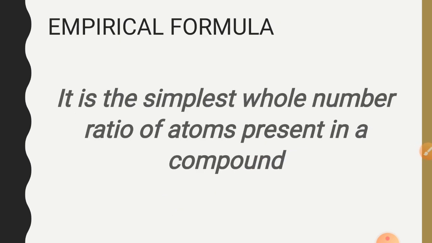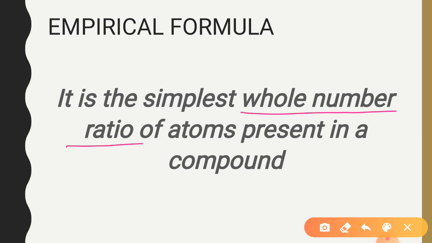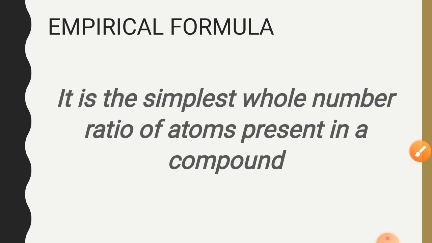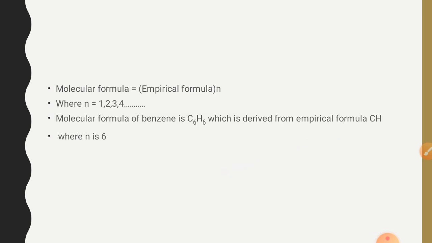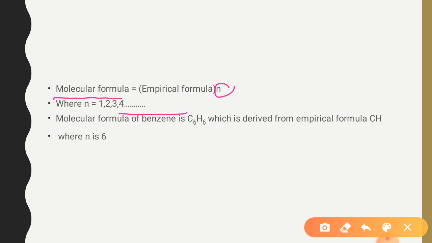Now let's recall empirical formula. It is the simplest whole number ratio of atoms present in a compound. We learnt about it in a previous lecture. Now, what's the relationship between empirical formula and molecular formula? Molecular formula is equal to empirical formula multiplied by n, where n is equal to 1, 2, 3 and so on. It could be 5, 6, 7 and up to infinity.